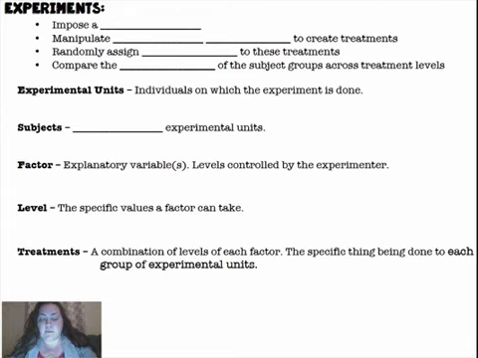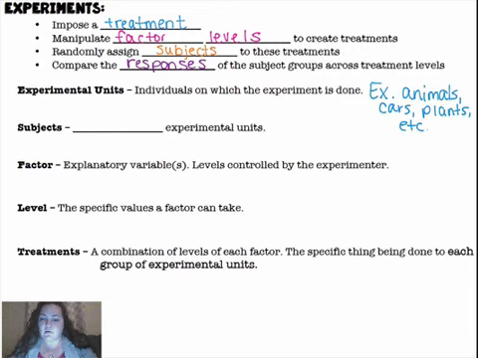Alright, experiments. In an experiment, we impose a treatment. We manipulate factor levels to create the treatments. We randomly assign subjects to these treatments, and we compare the responses of the subject groups across treatment levels. Experimental units are the individuals on which an experiment is done. So that isn't always people. It could be animals, cars, plants, whatever it is that you're doing the experiment on. Subjects is when we're referring to human experimental units. So if it's humans, you'll hear the word subjects.